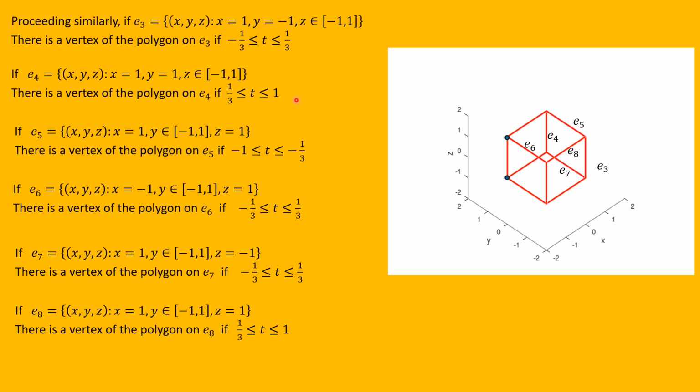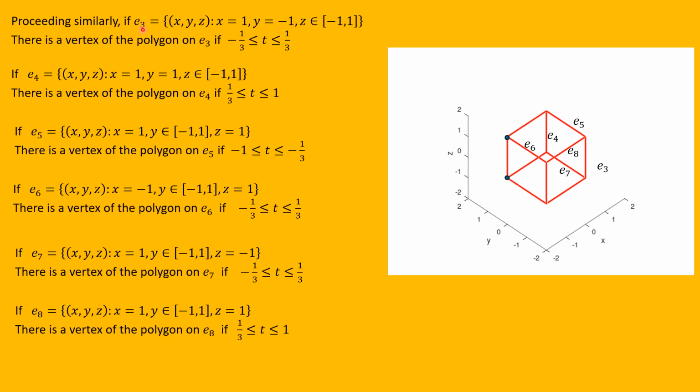Okay, so we found out what it takes in terms of t for a vertex of our intersection polygon to be on edge E sub 1. We can also look at the other edges of this cube. There are 12 edges, aren't there? On the bottom you have 1, 2, 3, 4. On the top you have 1, 2, 3, 4. And vertically 1, 2, 3, and 4.